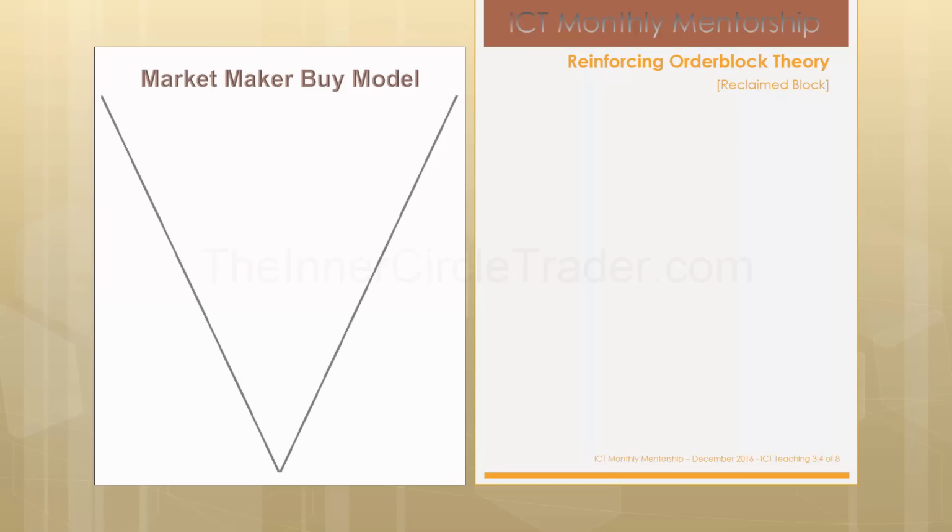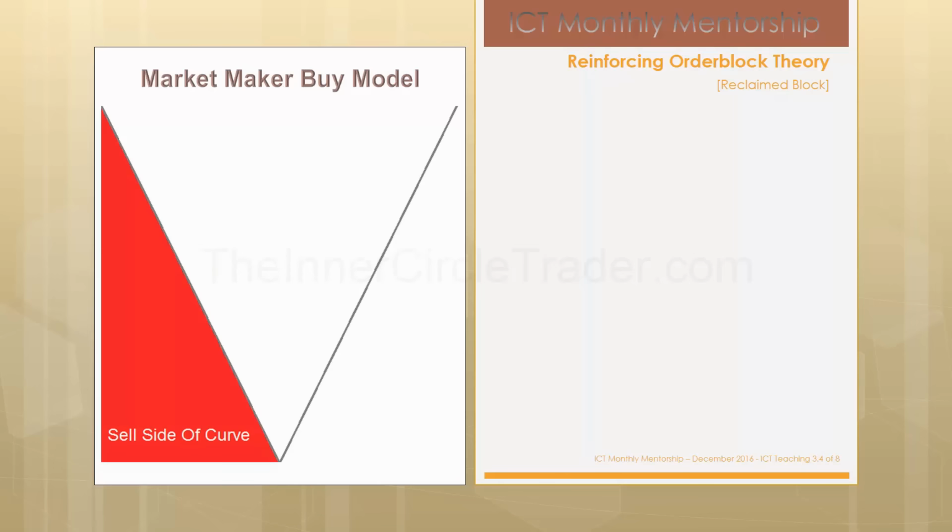But the idea is we're going to be anticipating that market move lower, and you can anticipate it and watch it go lower and be short, or if the move has already transpired and you have seen the decline down into a support level, we can start looking at specific levels to watch for reclaimed order blocks. First, we have to understand the sell side of the curve on a market maker buy model. That's the drop down into that support level before we see the move higher.